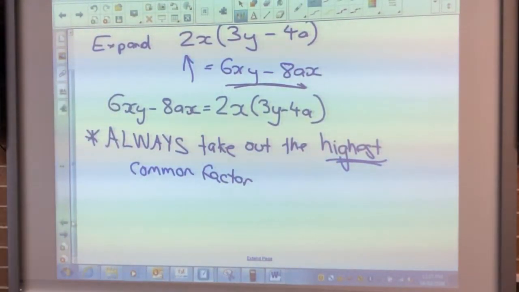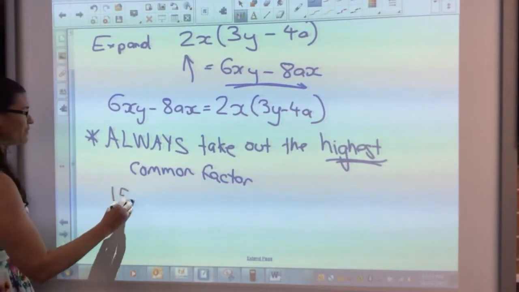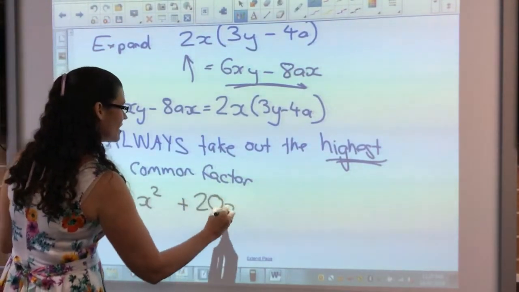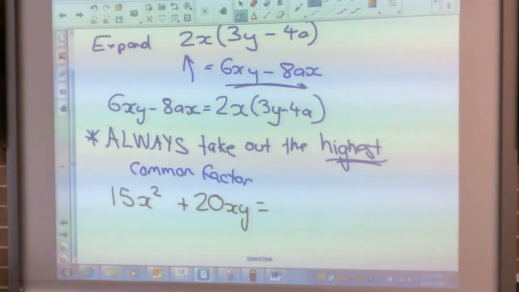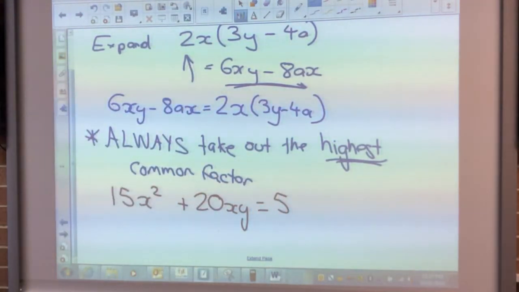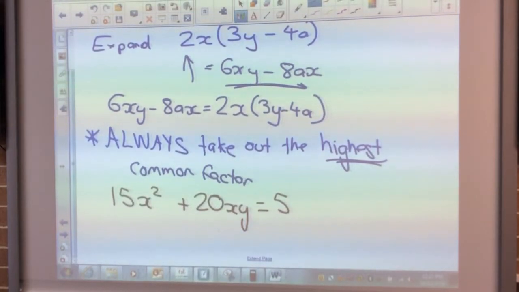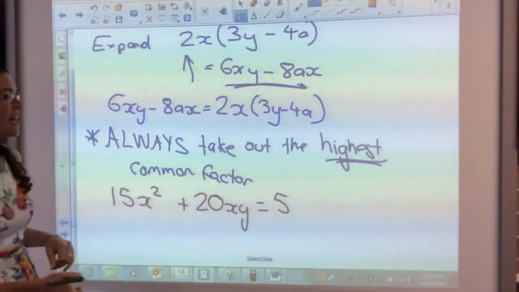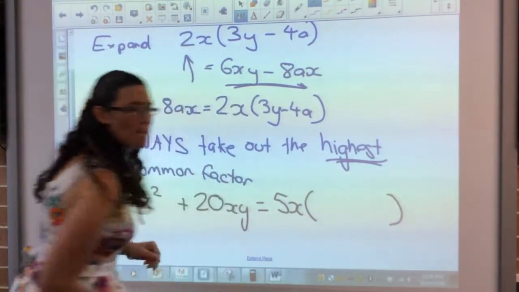So if I had 15x squared plus 20xy, looking at that example, if I want to factorise that, what is the highest number that is common? Highest common factor? Yep. 5. So 5 is going to be my highest number. Looking at my letters, I've got an x squared and I've got an xy. What is the highest common letter? X. This one has 2 x's, but this one only has 1. So the most you can take out is 1. Is everyone happy with that?